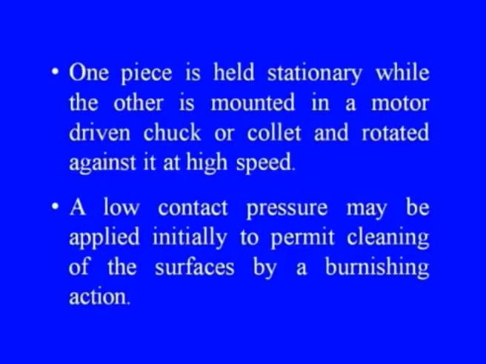They should be parallel to each other and surface irregularities should be minimum to have a better joint at the interface. In this welding process, one piece is held stationary while the other is mounted in a motor driven chuck or collet and rotated against it at a high speed. This is what we have discussed at the very beginning. A low contact pressure may be applied initially to permit cleaning of the surfaces by a burnishing action.